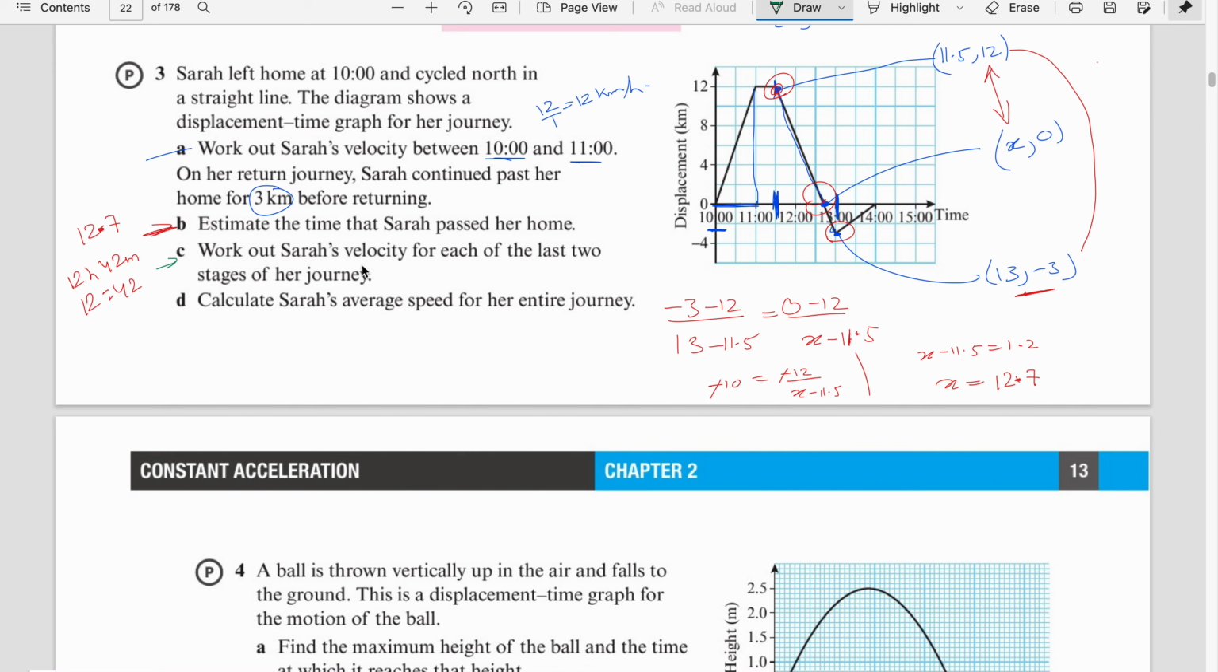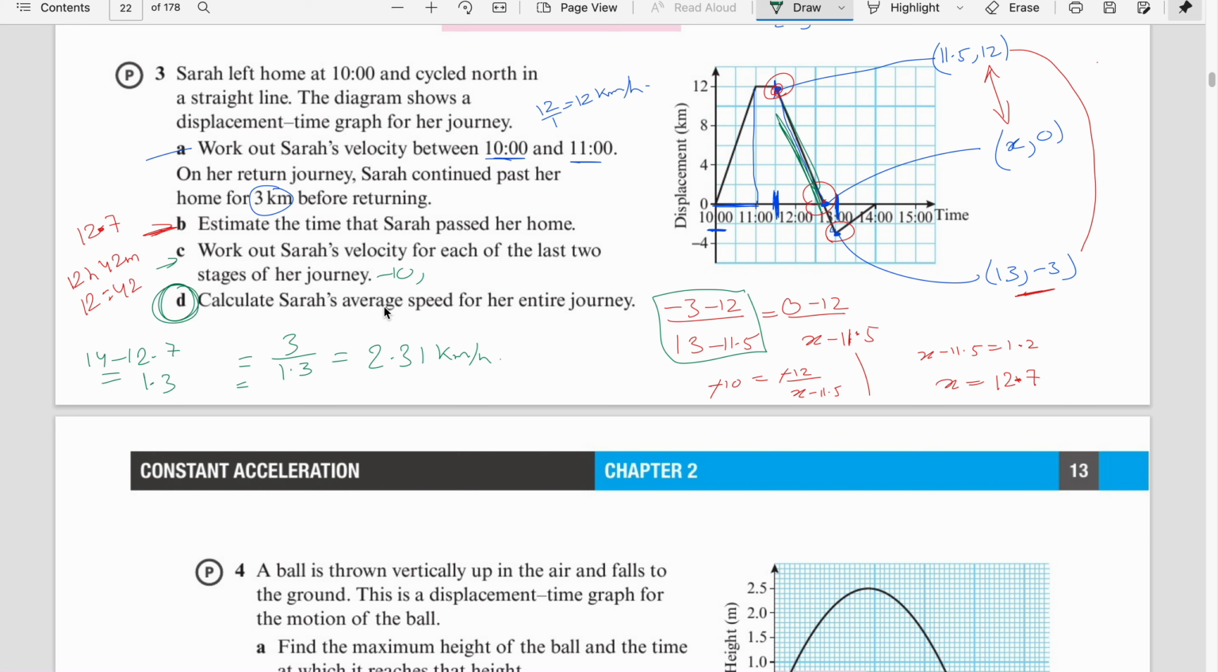C part. Work out Sarah's velocity for each of the last two stages of her journey. So velocity is the gradient. We've already done in the second last part for this section, that is minus 10. And for the last section, we know the time, it ends at 14. So 14 minus 12.7 gives us 1.3 hours, and she's covering 3 kilometers. So distance over time, 3 by 1.3 is 30 by 13 or 2.3 kilometers per hour.